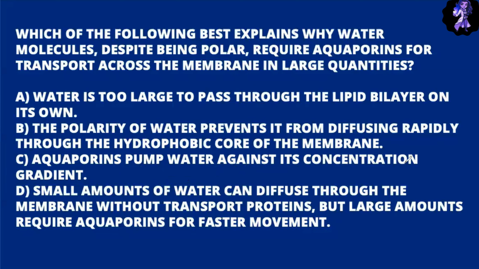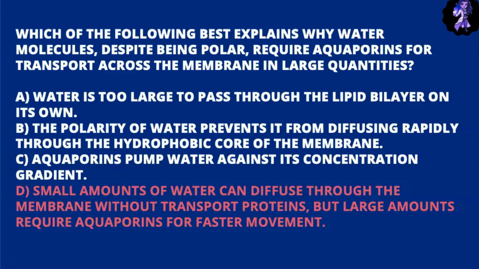I'm going to leave that as a maybe when comparing to D. We know that D, B, and A are incorrect, but I'm going to circle that around to a maybe and see if D is a better choice, which says small amounts of water can diffuse through the membrane without transport proteins, but large amounts require aquaporins for faster movement. And in that case, we would agree that that would be the best answer compared to answer choice C.